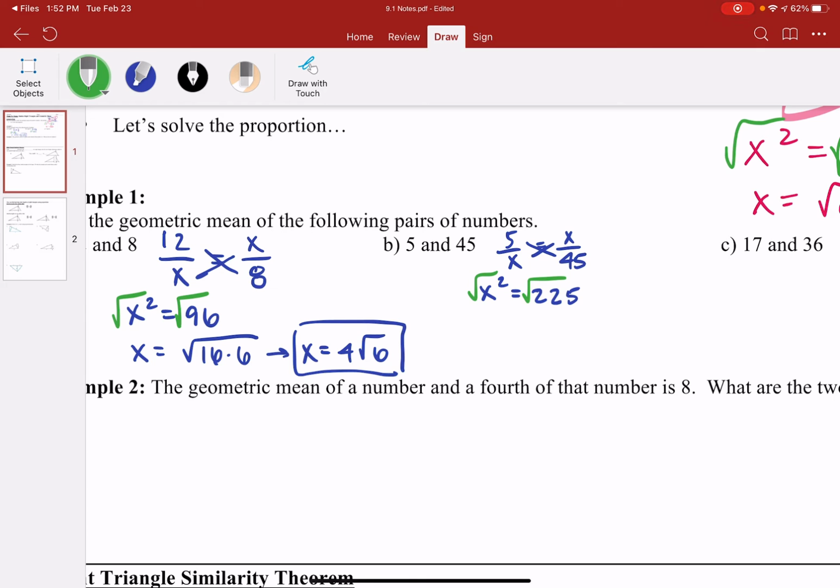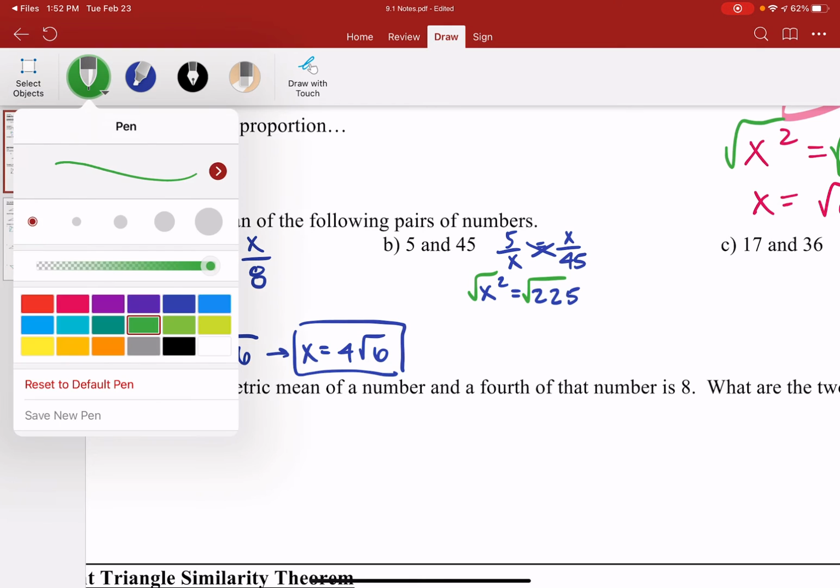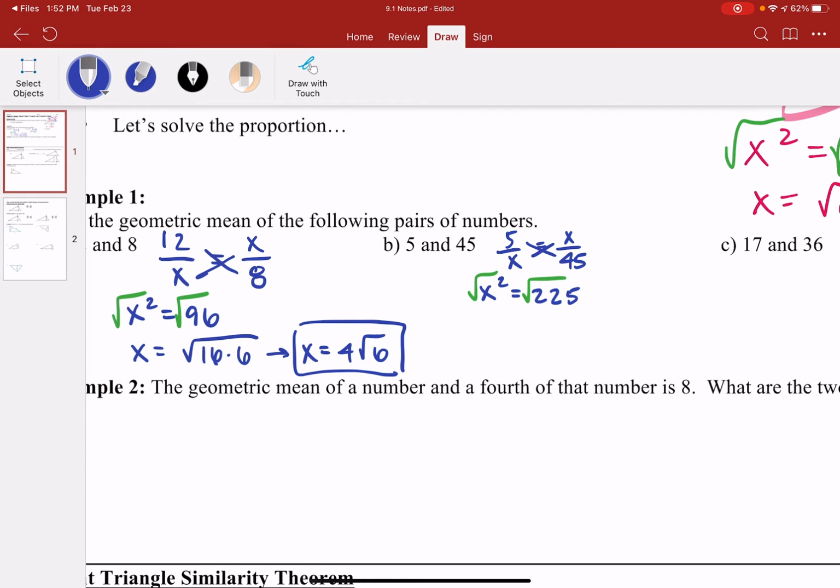And if you try to do the square root of 225 in your calculator, this actually is a perfect square. The square root of 225 is 15, and that's because 15 times 15 is 225. So that one ends up being a nice whole number.